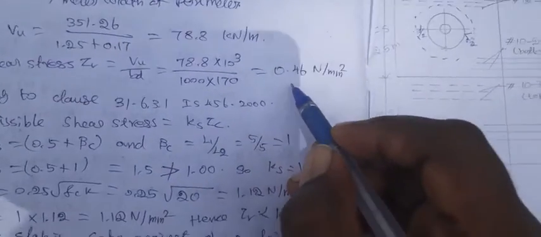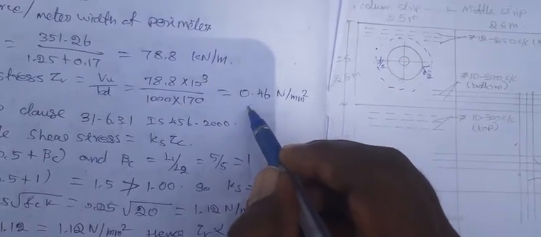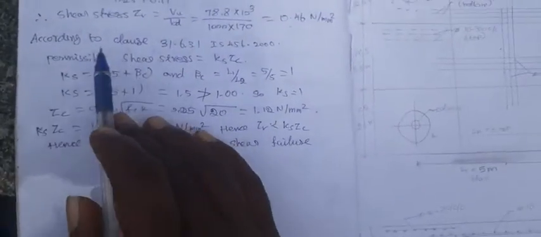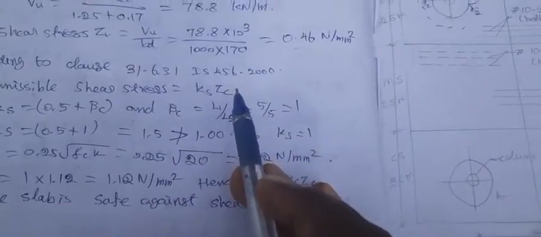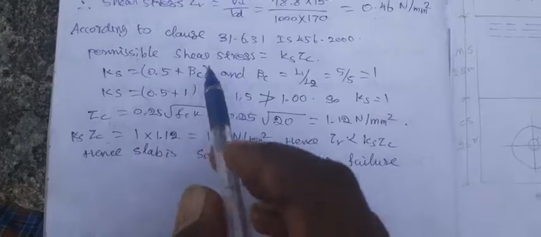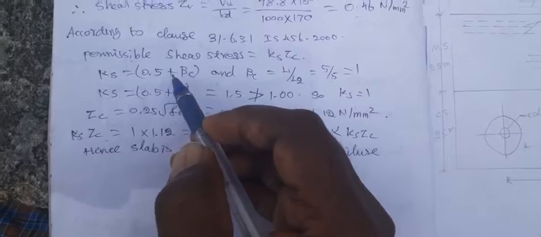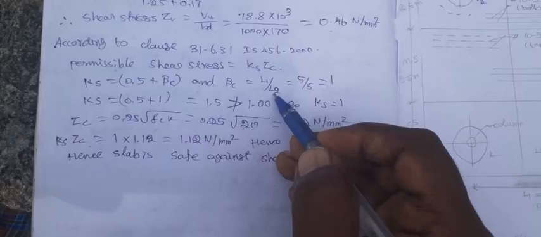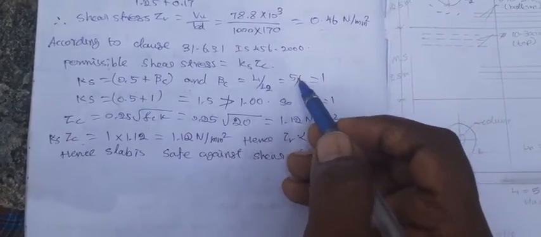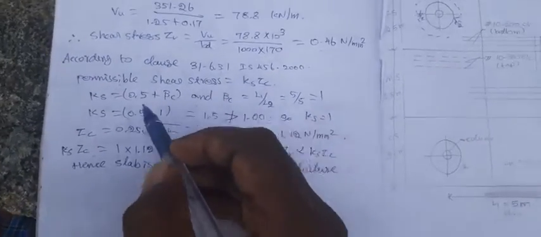We need to check whether this stress is permissible or not. So we need to find the permissible stress limit from the code clauses. According to clause 31.6.3.1 in IS 456, the permissible shear stress is Ks into tau c. Ks is nothing but 0.5 plus beta c, and beta c is the ratio of the two direction lengths. So beta c is L1 by L2. Here we know L1 and L2 are both 5 into 5. It is a square section. So beta c is 1. So 0.5 plus 1.